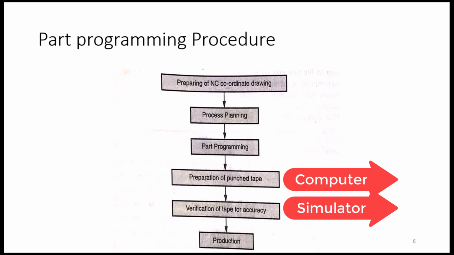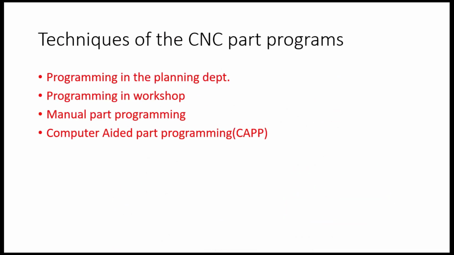In production, you will send your program to the different CNC machines which can be used for the production of your part. Clear? So this is the part programming procedure. Then the next is techniques of CNC part programming. There are 4 different techniques through which you can write the CNC part program. Every technique is different, and every technique has its own pros and cons, advantages and disadvantages. So we are going to discuss all these 4 in detail.